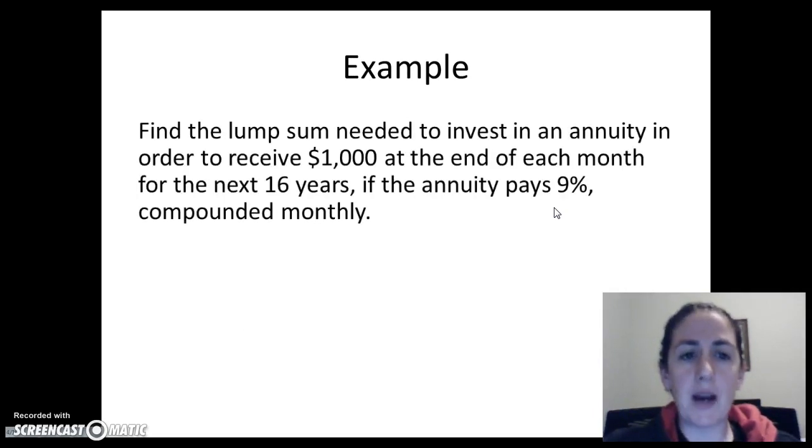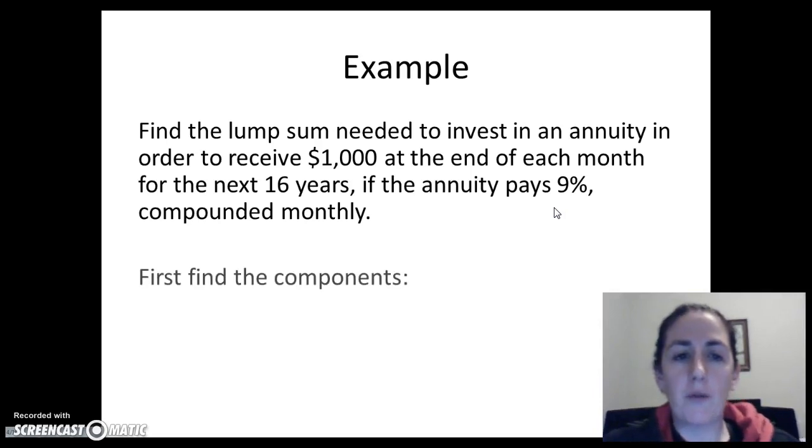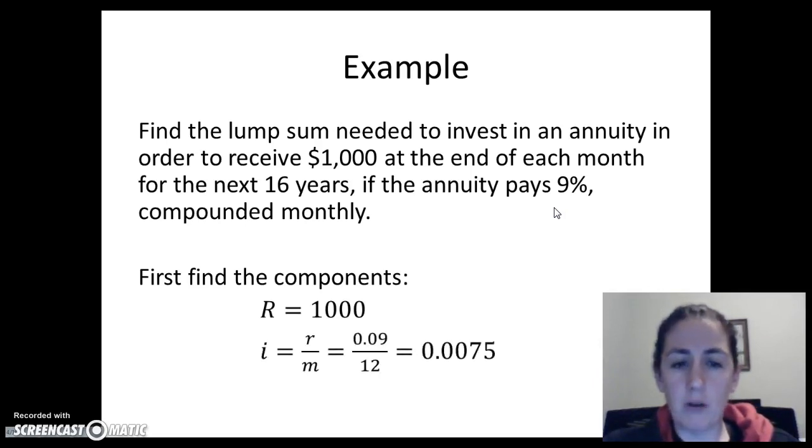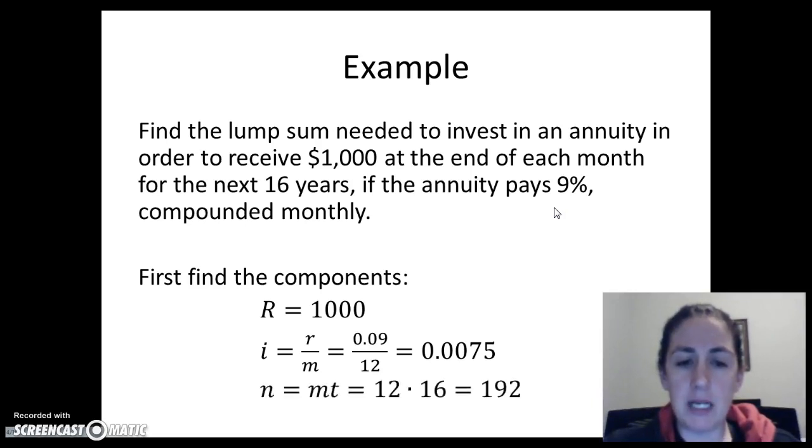So for example, let's find the lump sum needed to invest into an annuity so that we can get $1,000 at the end of each month for the next 16 years. The annuity pays 9% compounded monthly. So we'll first start by finding all the components that we need for our formula. R is the continued withdrawals. We're going to withdraw $1,000. i equals r over m. So we get our 9% turned into a decimal divided by m, the number of compounds, monthly would be 12. And n equals m times t, 12 times we're doing this for 16 years.